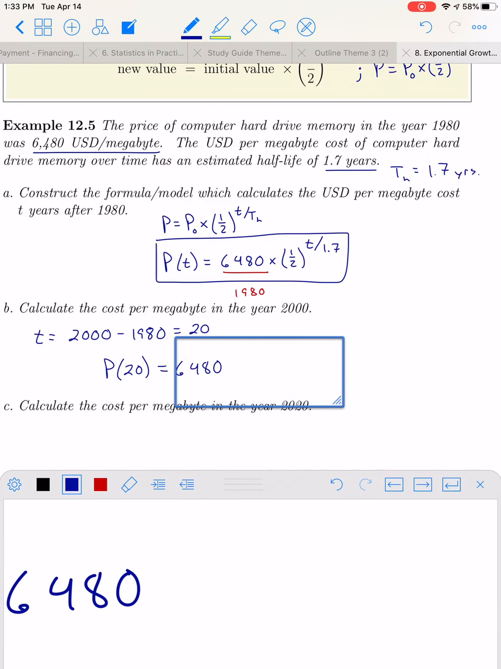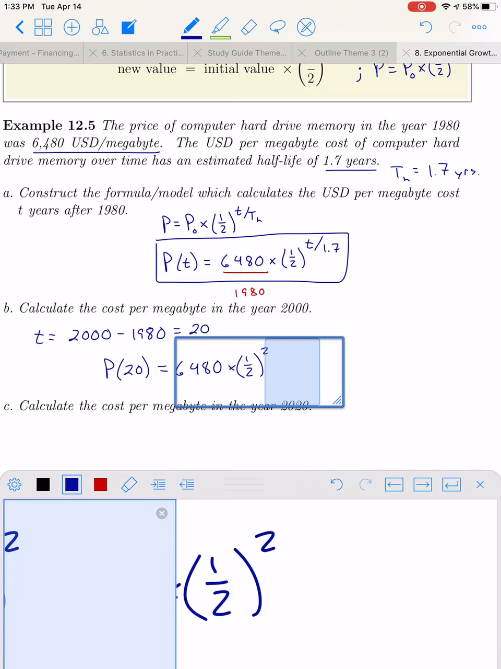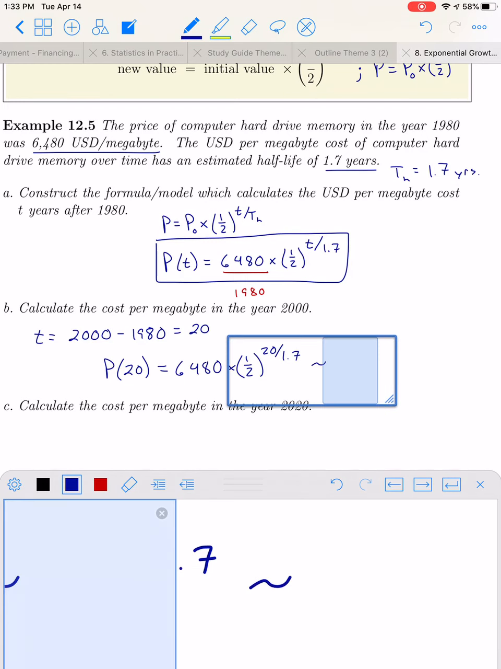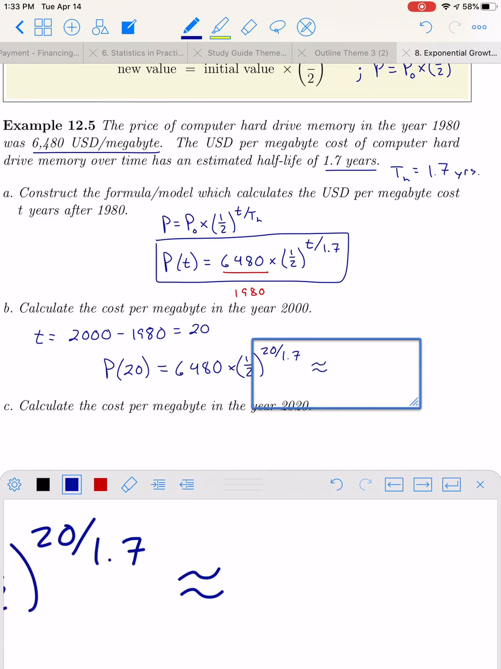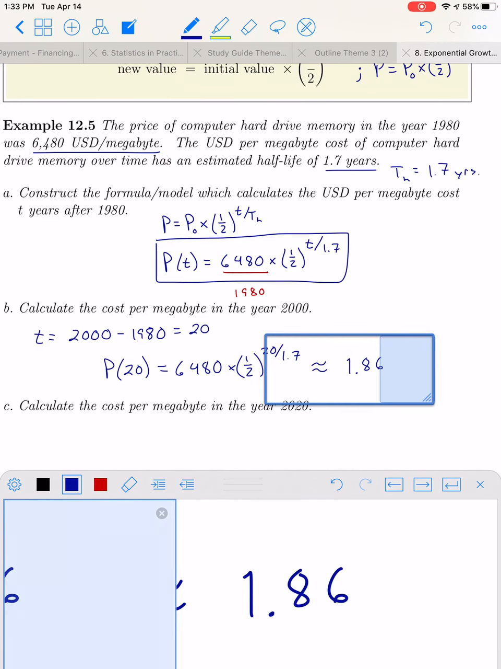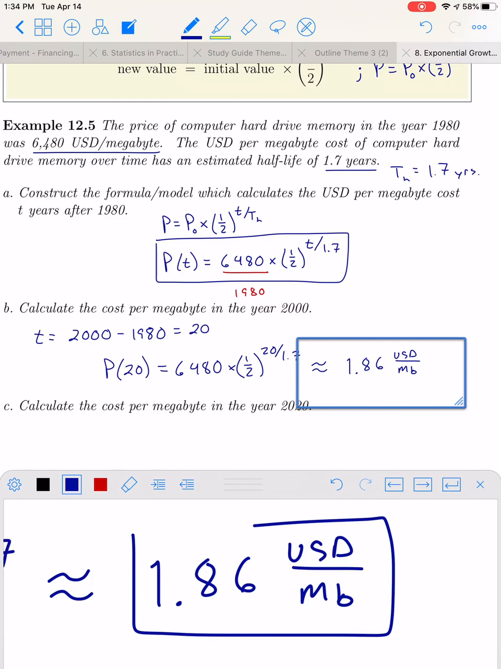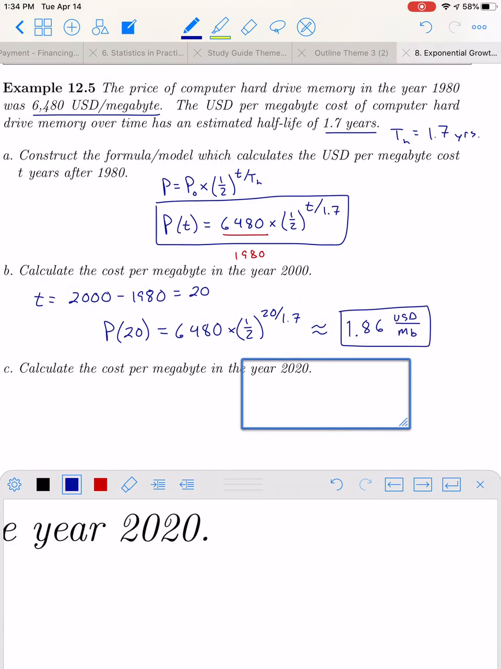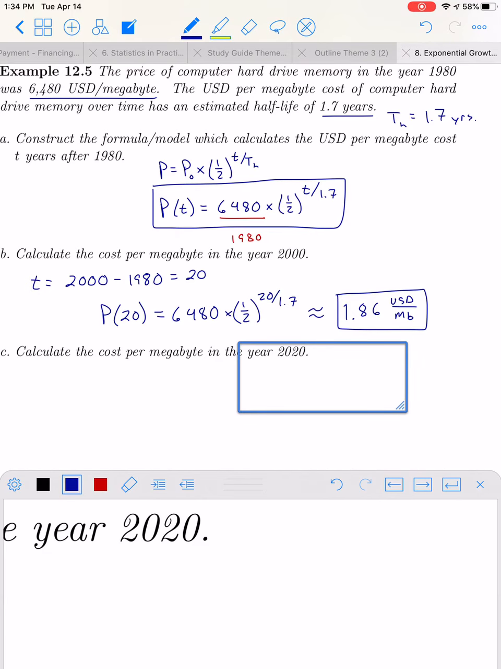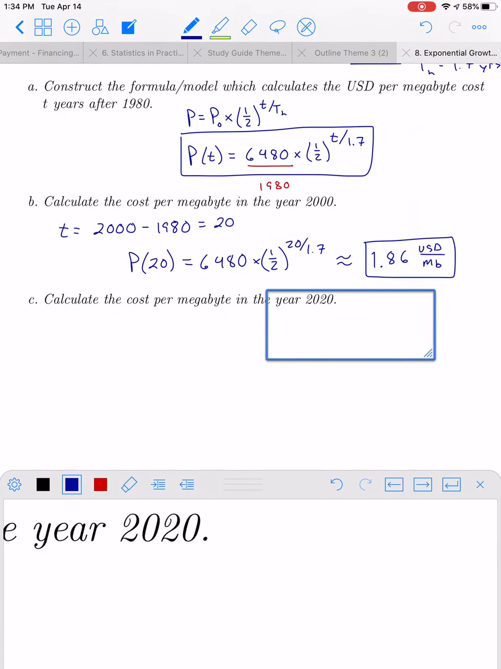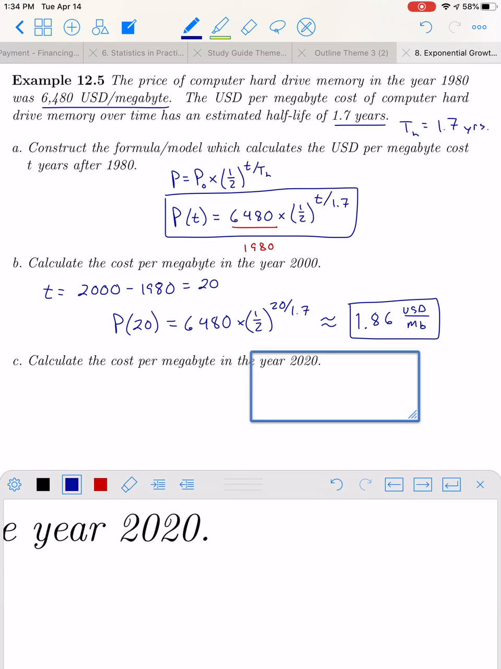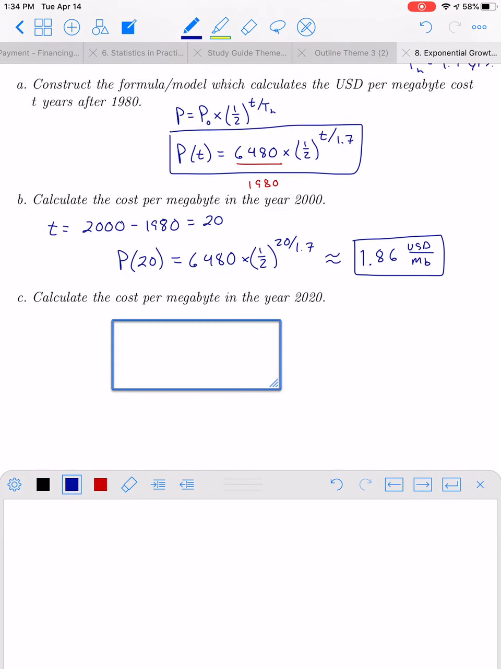The price for T equals 20 is given by 6,480 plugged into the formula that we built in the previous part, 1/2 to the 20 over 1.7. And this comes out approximately to something like $1.86 per megabyte. So we'll leave off the dollar sign and just put 1.86 US dollars per megabyte. So in 20 years, the price went from $6,480 per megabyte to $1.86 per megabyte. It's becoming a little bit more familiar to us. I don't think that any one of us would have paid $6,480 for a single megabyte of data storage at any point in our lives.